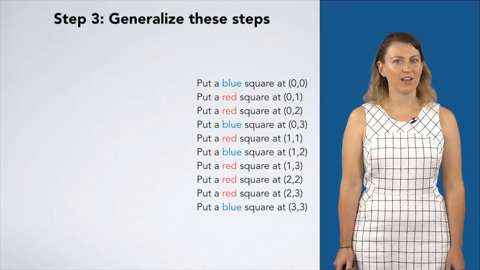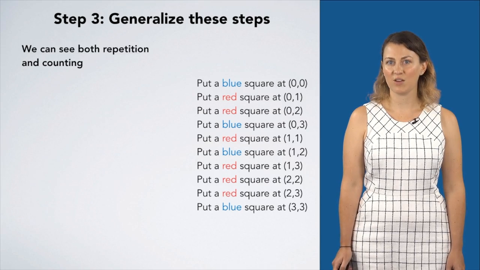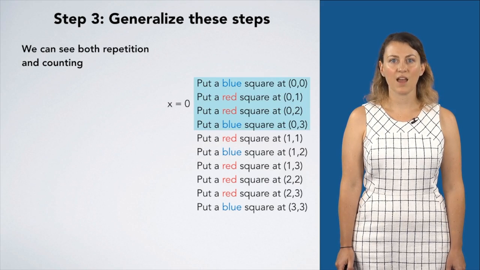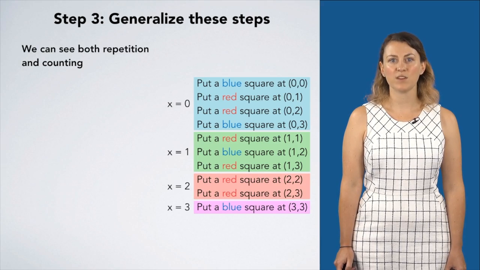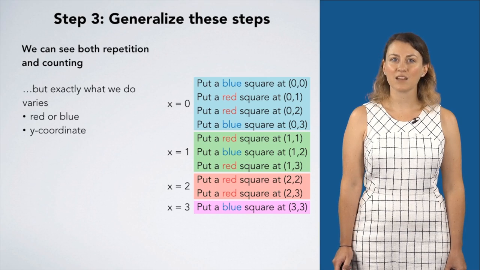Now I'd like to generalize these steps. Step 3 of the programming process: if we look at the steps, we can see there's some repetition and counting behavior, which is going to help us generalize these steps into an algorithm. These first 4 steps have x equals 0, then we have a group of 3 steps for x equals 1, a group of 2 steps for x equals 2, and finally a single step for x equals 3. So we're repeating somewhat similar steps as we count x going from 0 to 3. But exactly what we do varies.